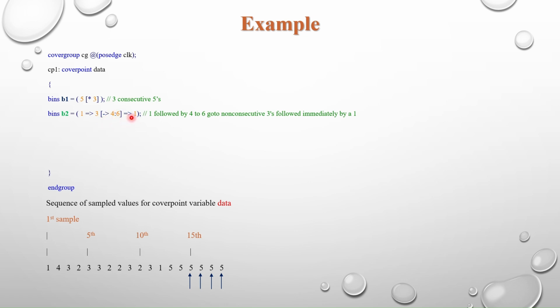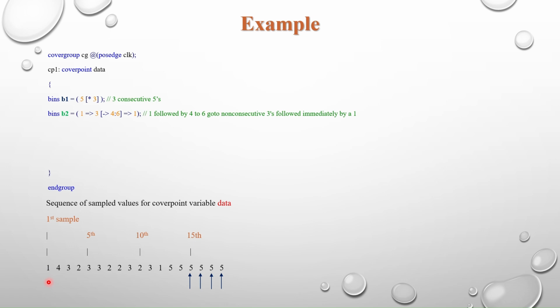Okay, after that I'm telling you about go to repetition. Go to repetition means the next transition value should come immediately after the last occurrence of a value. So 1 followed by 4 to 6 non-consecutive 3s, followed immediately by a 1.